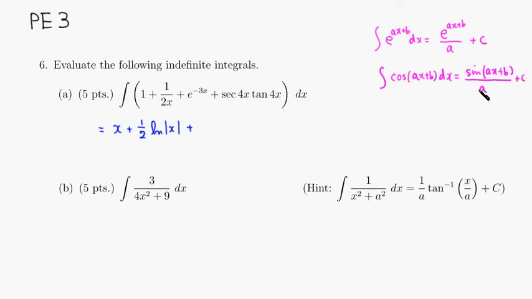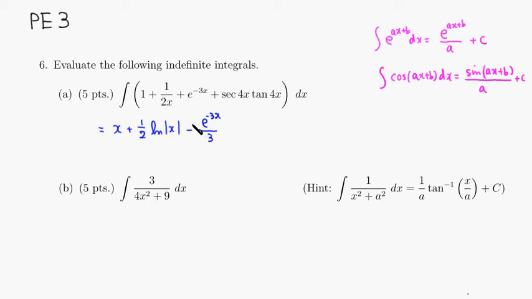Alright, so let's use that to save some time. You have e to the, in this case, negative 3x. So you just write down exactly the same thing and then divide through by negative 3. I'm going to just change that to a negative sign, so we don't have to write two lines.